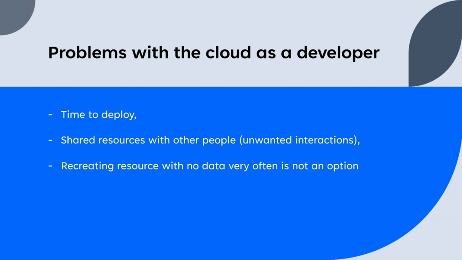And the third thing is that you can't recreate resources with no data very often, because you have to contact the whole team and let them know, hey, I'm deleting that resource because I want to check something, how our application behaves without data in, for example, that particular table or container. So really, what it adds is that you have to do some communication and let other people know what you are doing right now. And it's extra time which can be saved for you if you have an emulator.